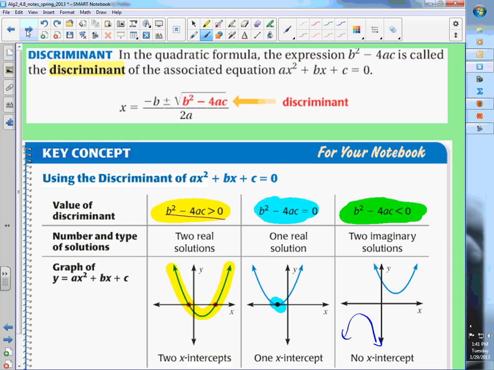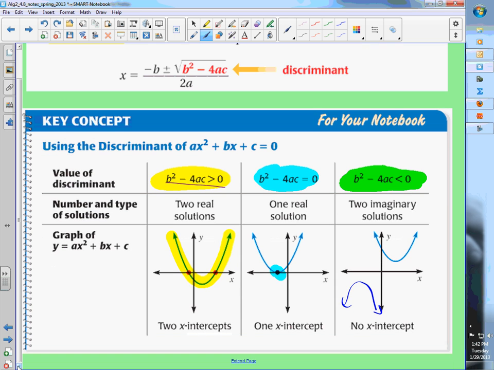And then the third possible situation you could have is that the b squared minus 4ac, the discriminant, is negative, which means you have two imaginary solutions, which means the graph is either a horseshoe up above the x-axis or horseshoe down below the x-axis, and there's no x-intercepts that you can see visually. They're imaginary.